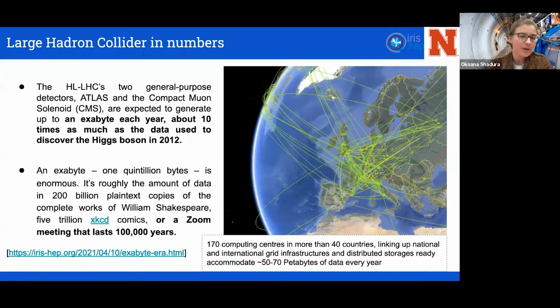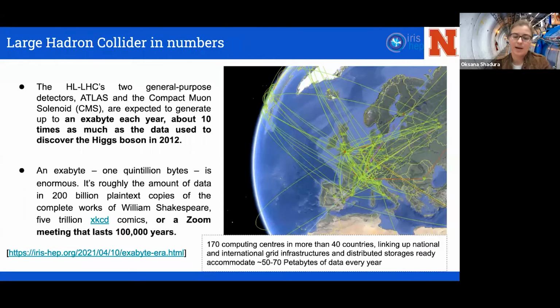So to imagine better the numbers of what is happening with data: comparing the discovery of the Higgs boson in 2012 to this high luminosity LHC era, we expect to collect 10 times more data, basically an exabyte each year for 2 experiments. An exabyte, just to imagine quickly, is like a Zoom meeting that lasts 100,000 years. What do we do with all this data, how do we process it, where do we store it?